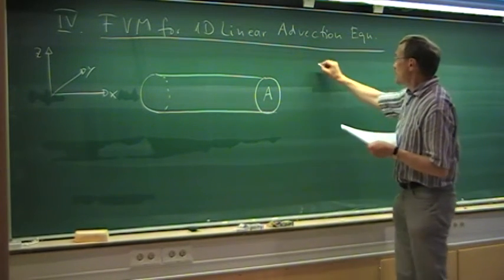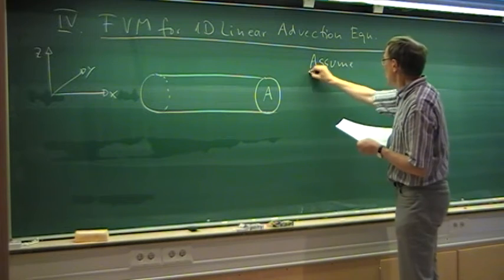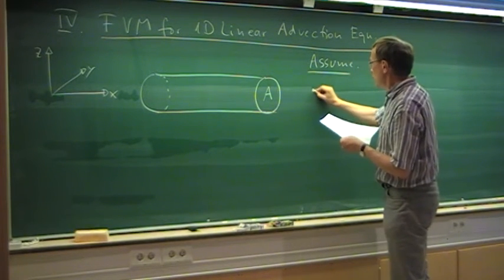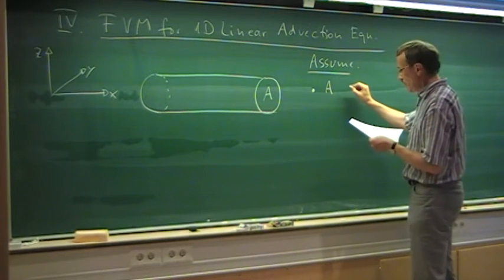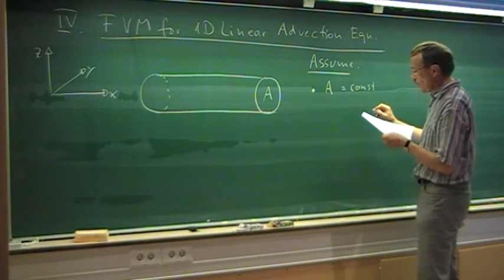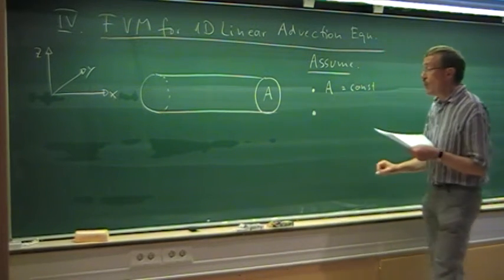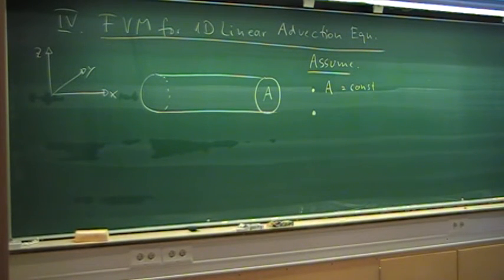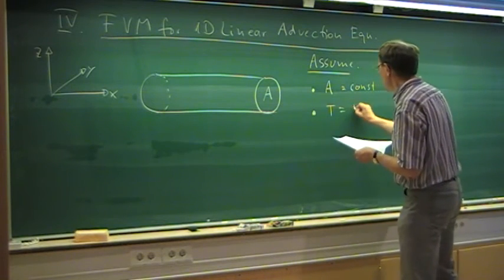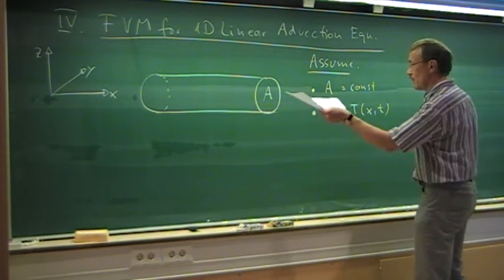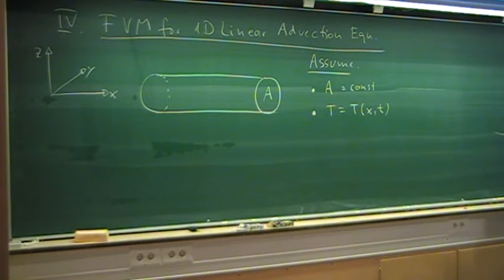We make then the following assumptions. We assume that the cross-section is constant, also the area is constant. We assume that we have only a dependence on x coordinate and time. So that means in each cross-section we have a constant value. So our temperature that we want to investigate does not depend on y, and it does not depend on z. That means we have only a dependence on x and t, the axial coordinate and time.